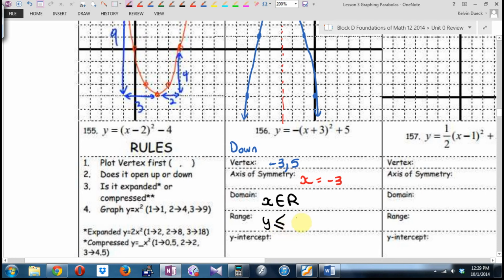Can you look at the vertex? If I just told you the vertex, could you figure out what the range might be? Well, you'd need to know which way it opened. Oh, but if I only gave you the equation and no graph paper, could you figure out what the range had to be, because the equation tells you which way it opens?